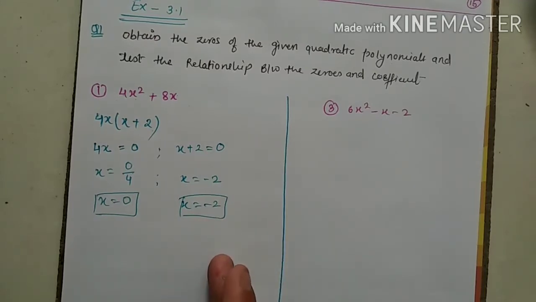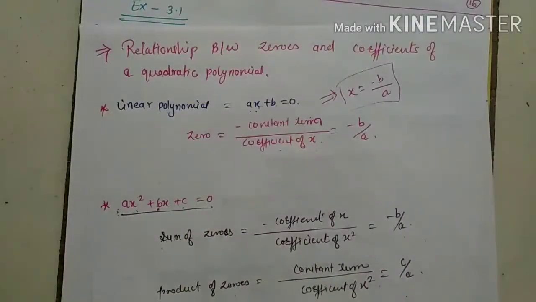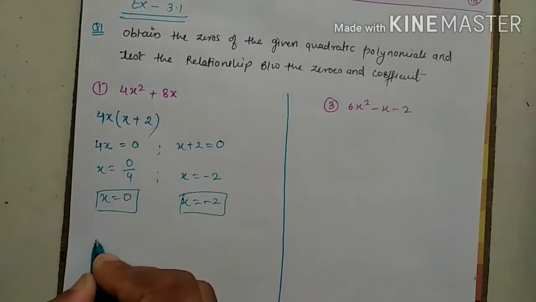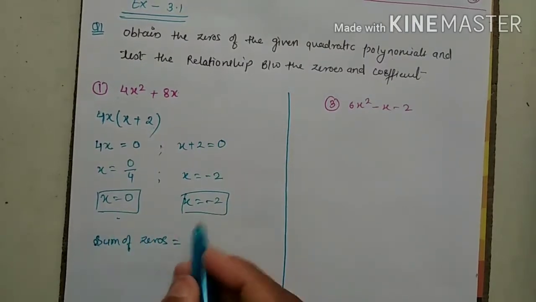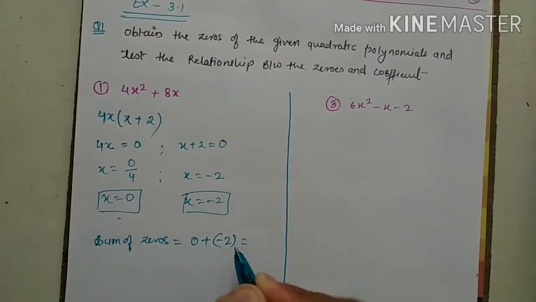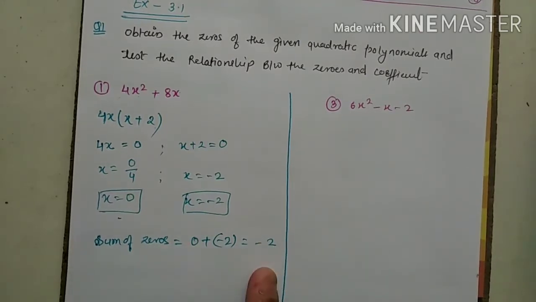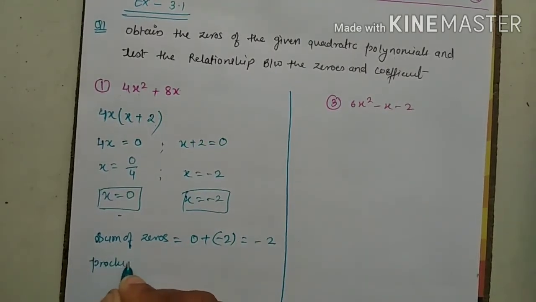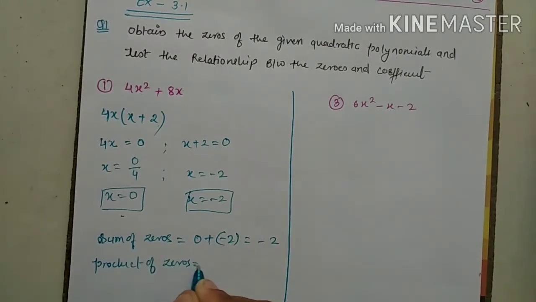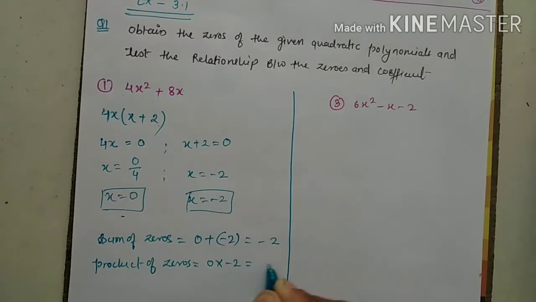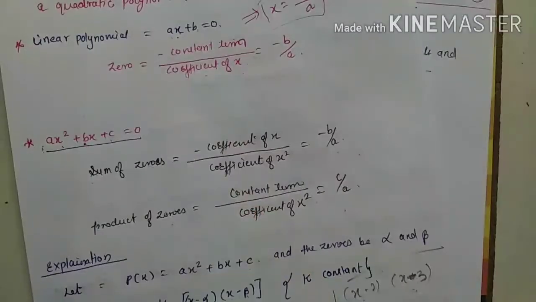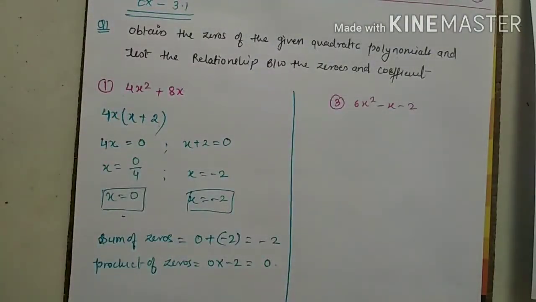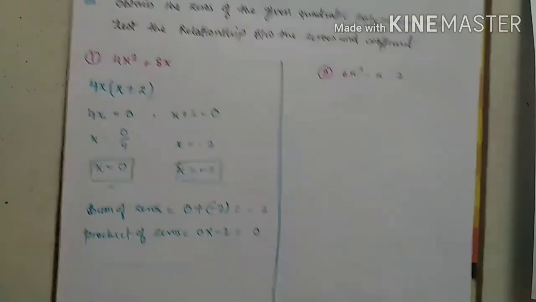Okay, now as you know, the sum of zeros, I have given you the formula. Sum of zeros and product of zeros you have to find. So first of all, sum of zeros equals, 0 plus minus 2. What are you getting? Minus 2. So your sum of zeros is minus 2. Product of zeros, 0 into minus 2. What are you getting? 0. So these two terms have to come from that formula. You have to check the relations. Correct? Now just see, the zeros are 0 and minus 2. Is it clear or not?